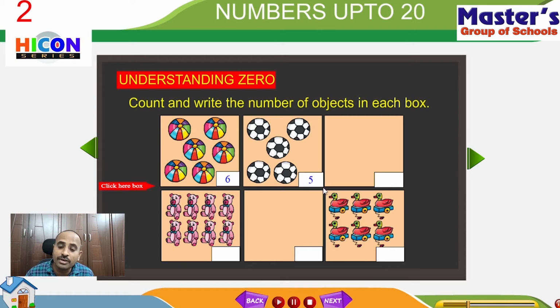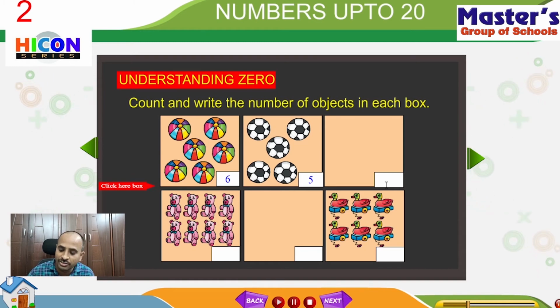Children, third box. Observe the third box. What are there? There are no objects in the box. That means there is nothing in the box. That means the objects are not present in the third box. That means objects are absent in the third box. We have only learned about the 0. That means absence of something. If there is no object, if there are no things, then that absence of something is called 0.